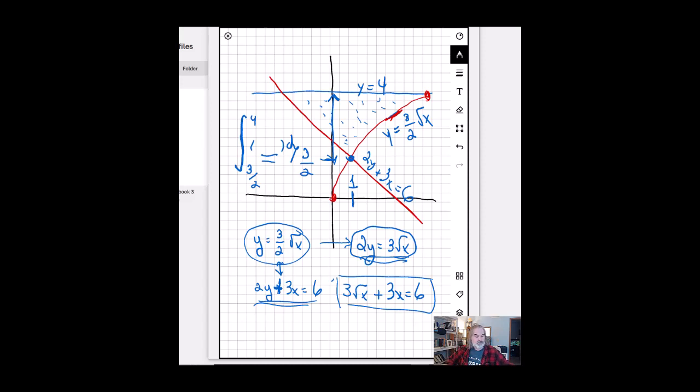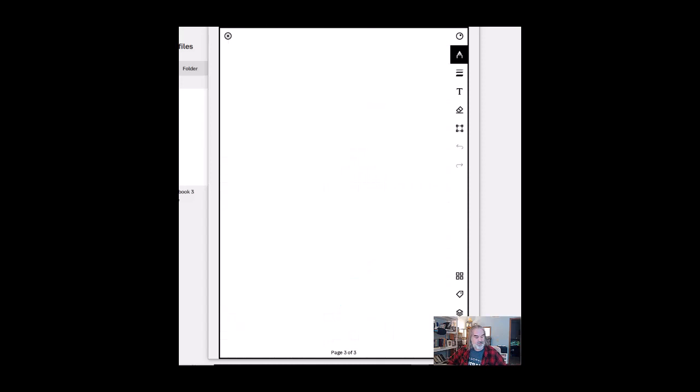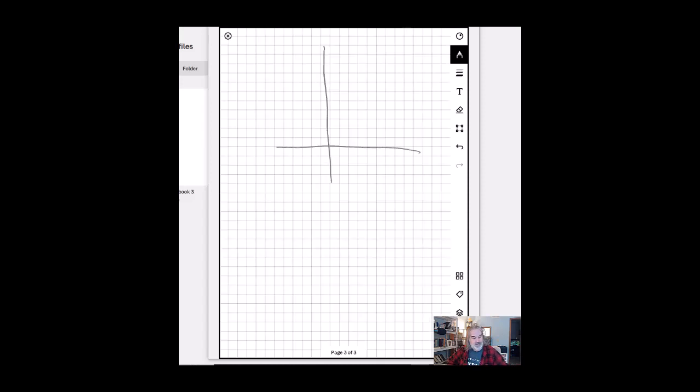So I'm going to flip over. I'm going to draw this really quickly one last time. With less detail, here is our region.